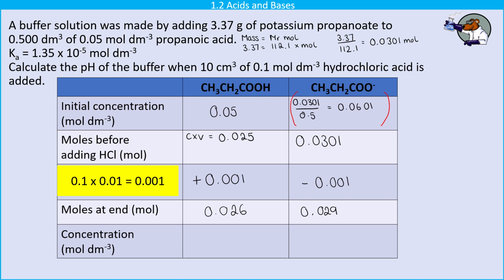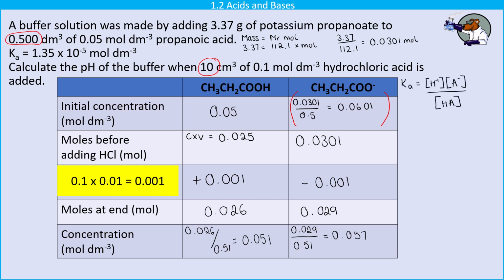So remember here, we've got our propanoic acid, but we've also added 10 centimetres cubed of hydrochloric acid. So when I work this out, my total volume is going to be 0.51 decimetres cubed, because I'm adding together those two volumes there. So I'm going to have a new concentration of the acid of 0.051 and a new concentration of the propanoate ions of 0.057. So now I'm going to put this back into my Ka expression.